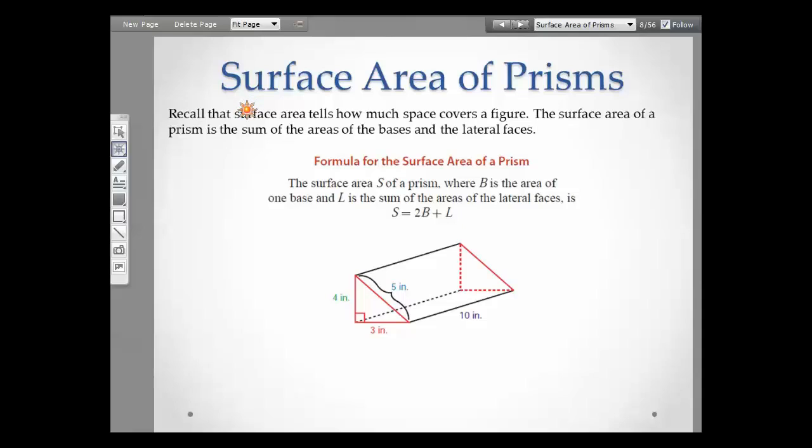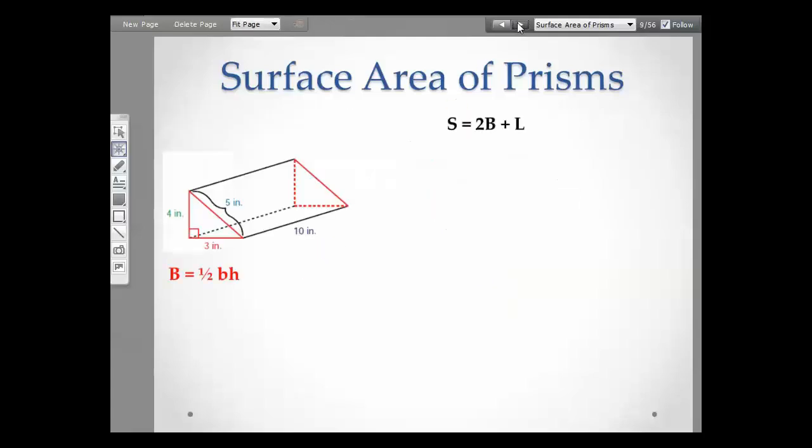Okay, we're going to start off with the surface area of prisms, and right here is the formula that we're going to use. S is for surface area, B is for base. So we're going to have the surface area equals 2 multiplied by the base plus L, which is the sum of the lateral faces. It's not just one of them, but all of them added together. So here we go. Here's the formula we're going to use. To get started, we're going to find out what is capital B and what is L.